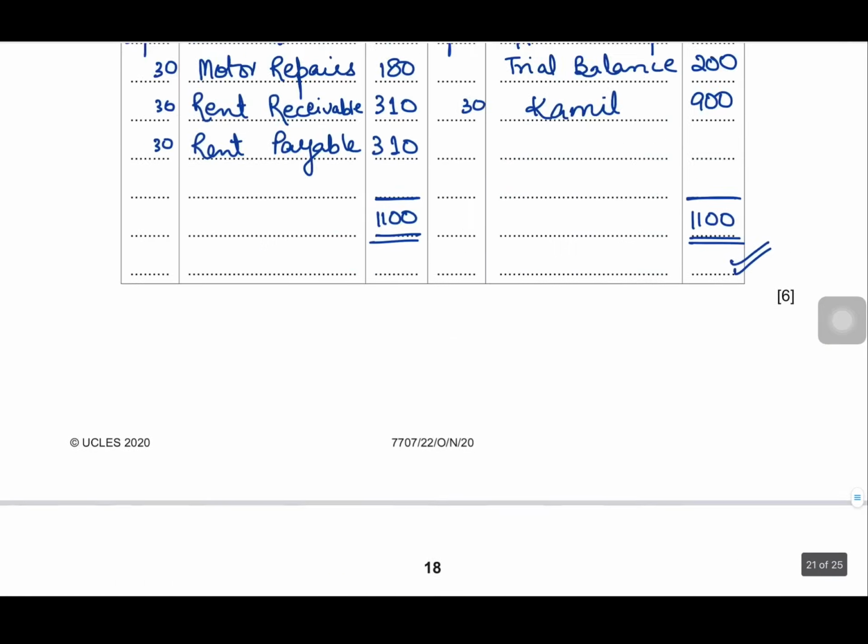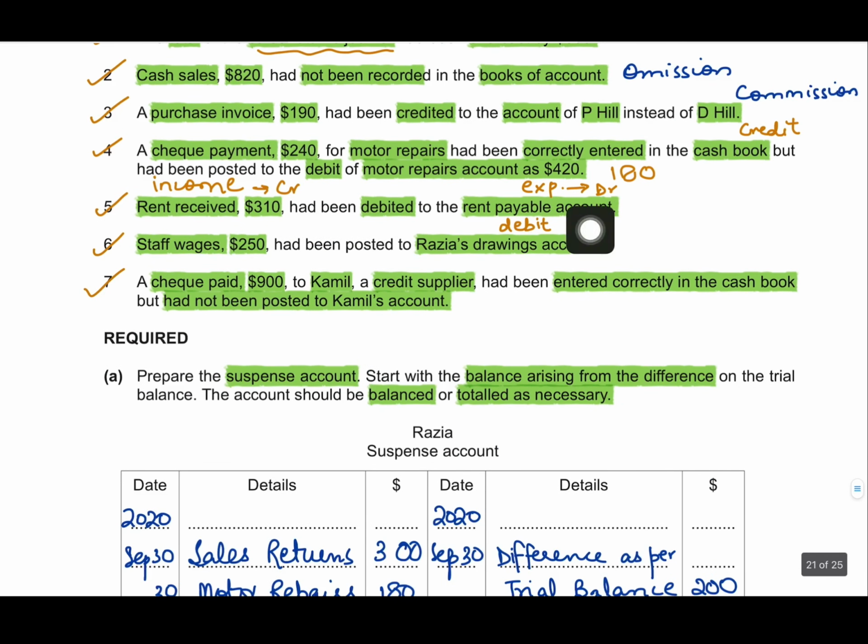Now error number 4. What is happening in error number 4? A check payment 240 for motor repairs had been correctly entered in the cash book. Okay, so one account is correct. However, it had been posted to the debit of motor repairs as 420, right? So whenever there is a problem in the amounts, 240 and 420, they look similar. The problem was in the digits. They are wrongly positioned in the transaction that was recorded. 420 is being recorded, however the correct value was 240.